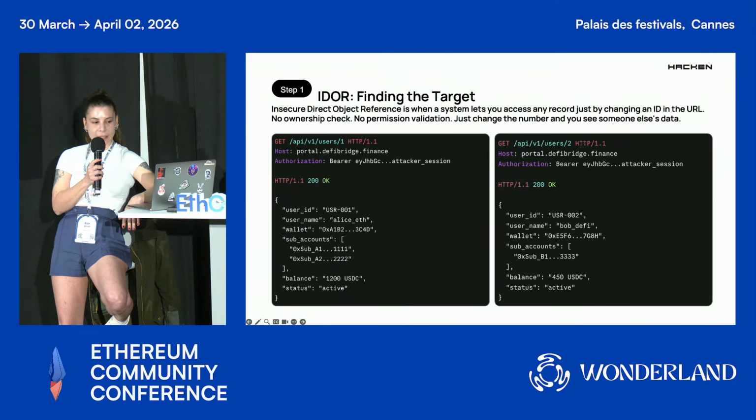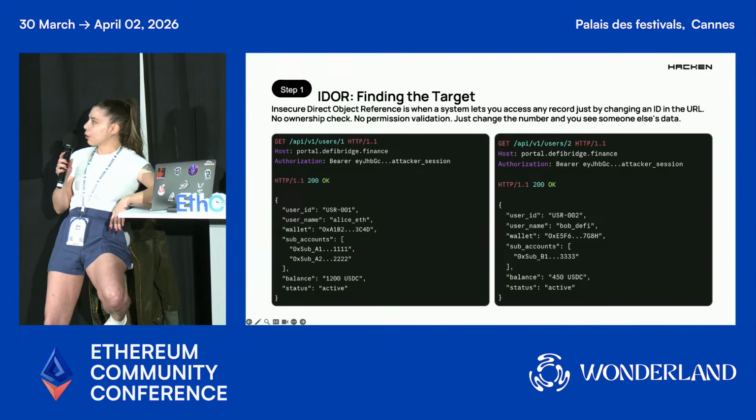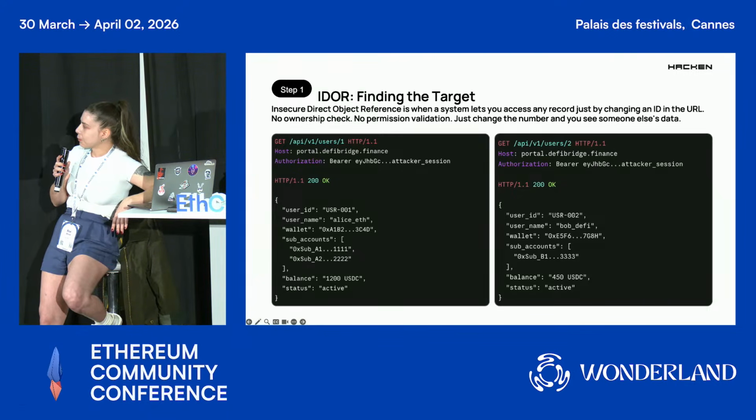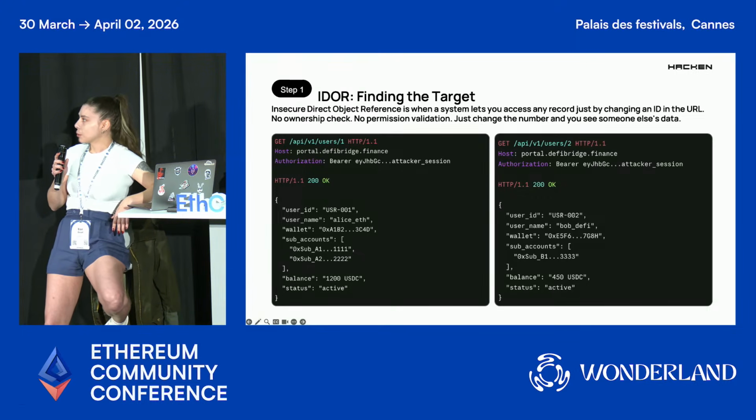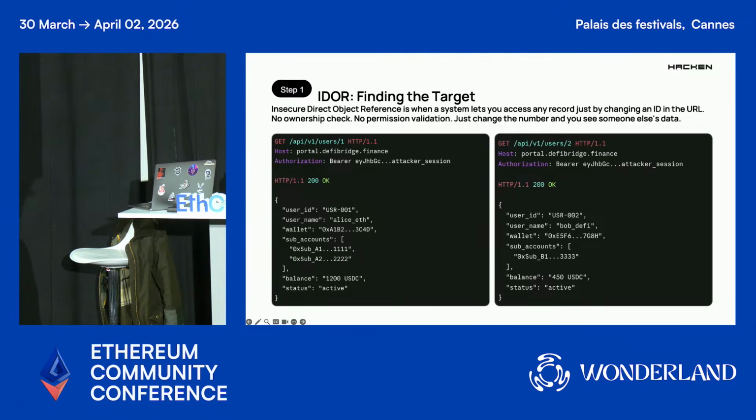So this one is different from everything we have seen so far. Let's say you logged in to some Web3 platform, and each platform assigns you an ID. Imagine your user ID is 1. When you view your own profile, you are able to see your personal details like the user ID, username, KYC status, or the sub accounts. But the problem is, when you change your user ID from 1 to 2, you are able to observe the other user's data.